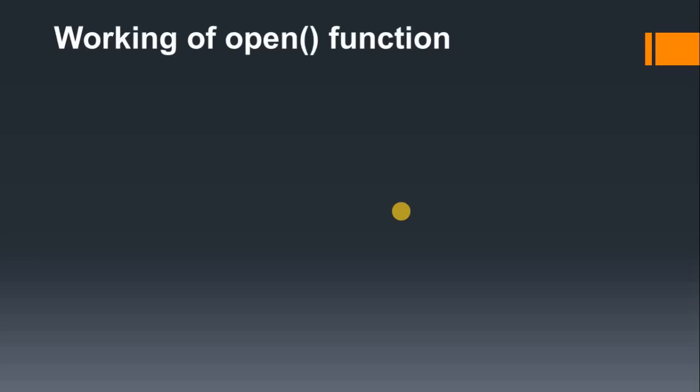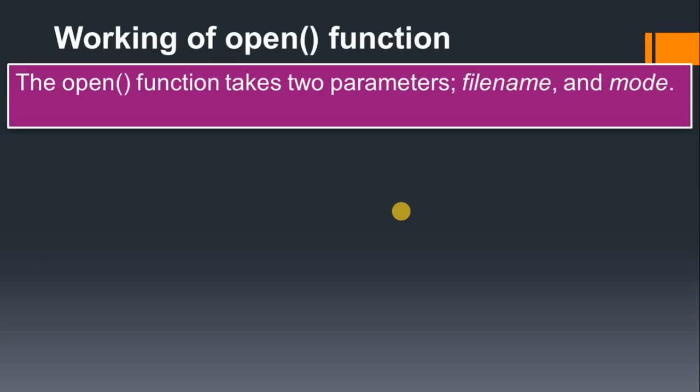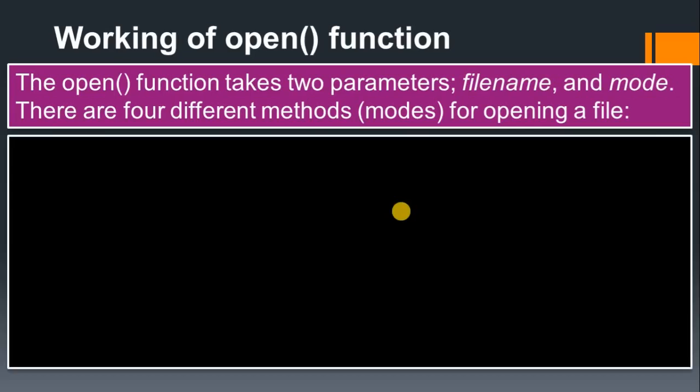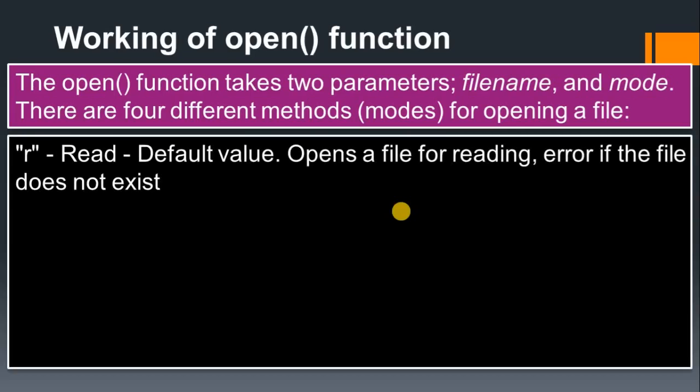Now we will see how we can use the open function. As you can guess from the name, the open function will open your existing file. It has two parameters, file name and mode. There are four different modes for opening the file. The modes are: R means read mode, and it will open your file, and there will be an error if the file does not exist. So that file must be present if you are using read mode.